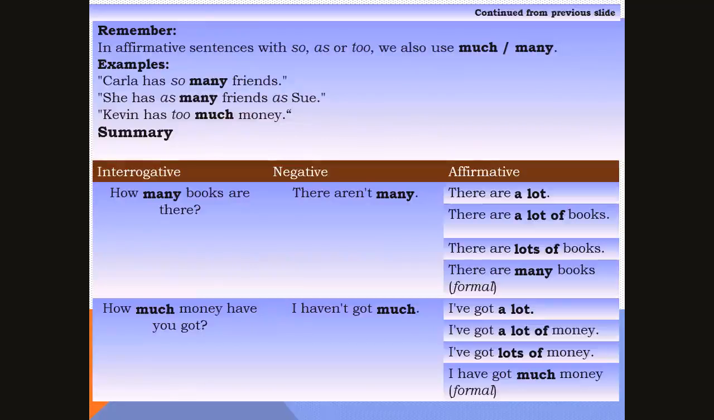Now, as for this second slide, you can see something we should know and remember. In affirmative sentences with so, as and too, we also use much and many. Example: Carla has so many friends. She has so many friends as you. Kelvin has too much money. And here is a summary of how we use many and much in interrogative, negative, and affirmative sentences.